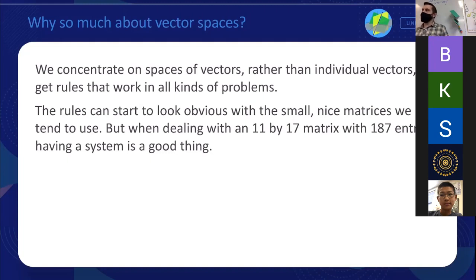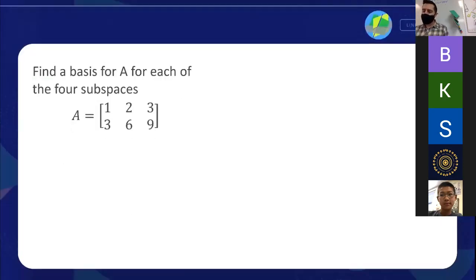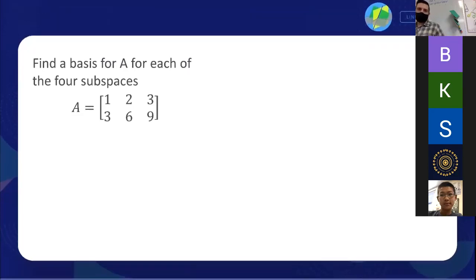Rather than just do random stuff, because there are not very many choices when we're doing small examples, we're going to end with a couple of examples. We're just going to find the basis for each of the 4 subspaces. So first thing I would do is elimination. I'm going to take row 2 minus 3 row 1, and this is going to give me U: 1, 2, 3, 0, 0, 0.